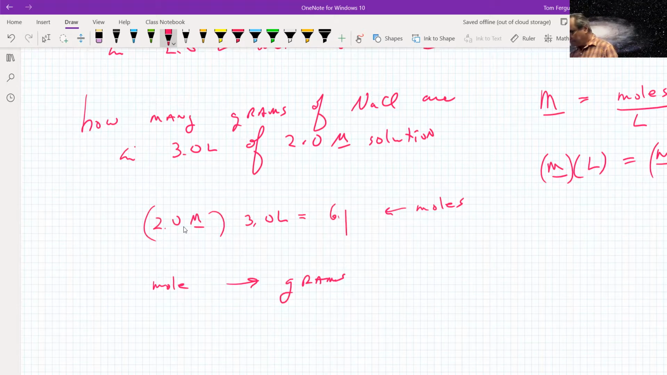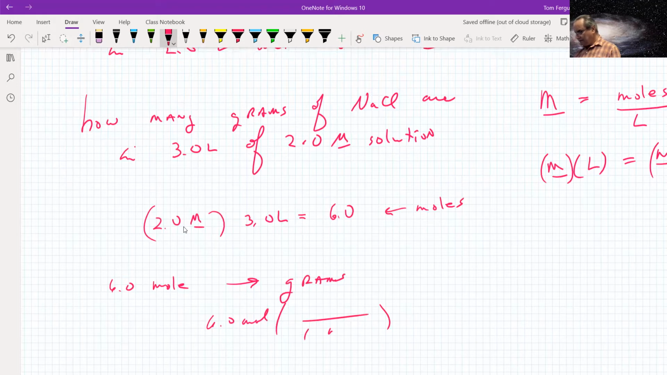6. Okay, so we're going to take 60 moles and convert that to grams. We're going to take the 60 moles times the molar mass. 5764 grams. Is that the calculation you just did? What'd you get?